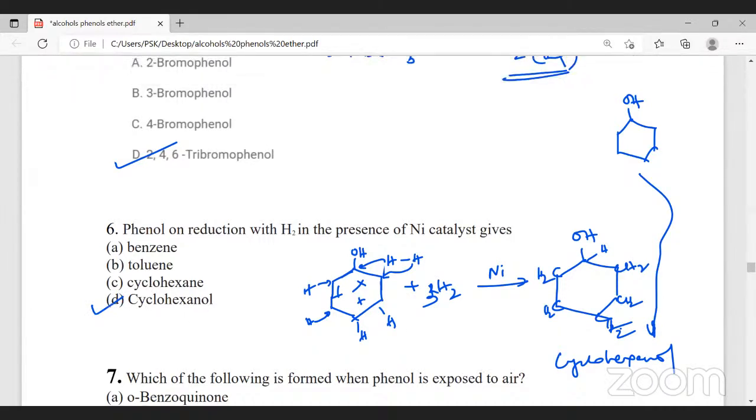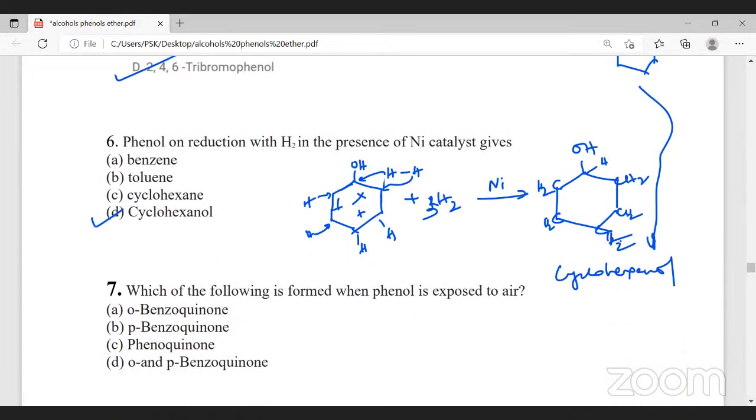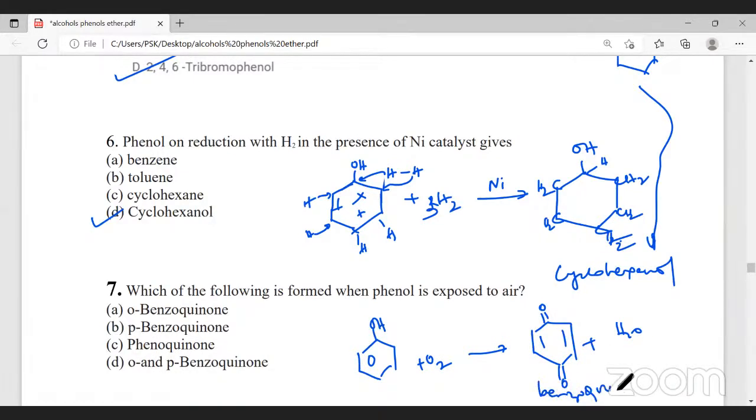All right. The next question. Which of the following is formed when phenol is exposed to air? When phenol is exposed to air, it undergoes oxidation. When it undergoes oxidation, you get a diketone. What's the diketone called? The diketone will be called benzoquinone, para-benzoquinone. Hence the answer for this question is option B. All right.